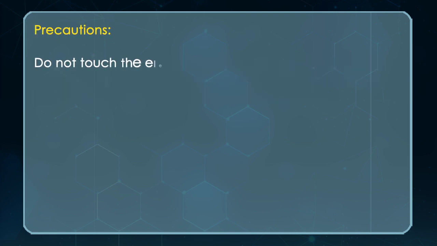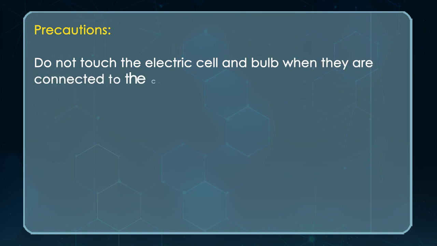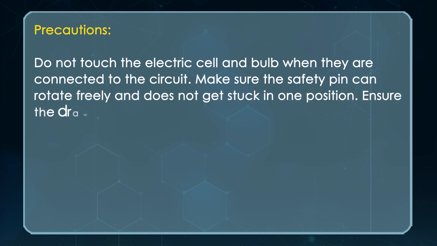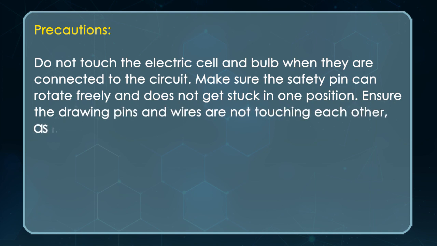Precautions. Do not touch the electric cell and bulb when they are connected to the circuit. Make sure the safety pin can rotate freely and does not get stuck in one position. Ensure the drawing pins and wires are not touching each other as it can cause a short.